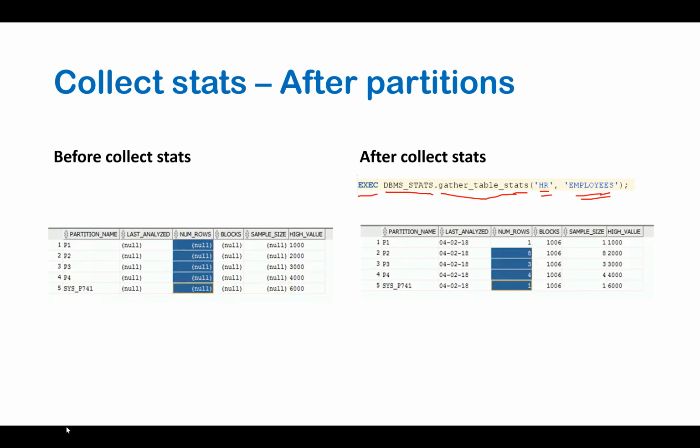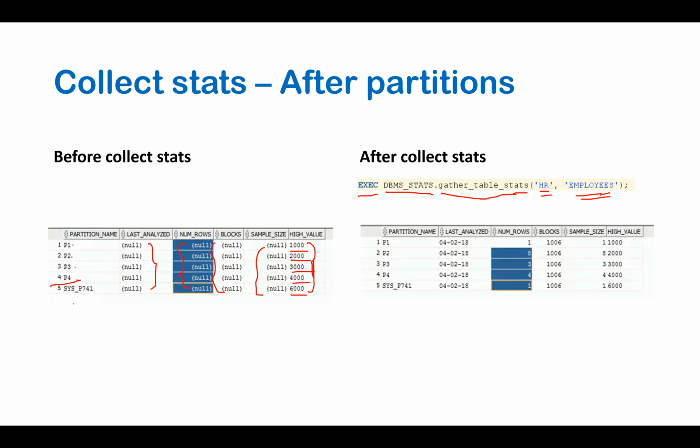See, before collect stats, it is showing that same table. You can see here P1, P2, P3, P4. Four partitions we have. Last analyzed is null. Number of rows in each partition, we don't know. Blocks also we don't know, and sample size also we don't know. But the high value is mentioned, like here 1000. So 1000, 2000, 3000, 4000, 6000. See, these values are there.